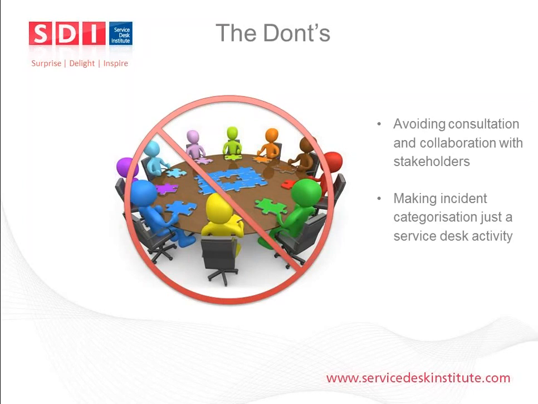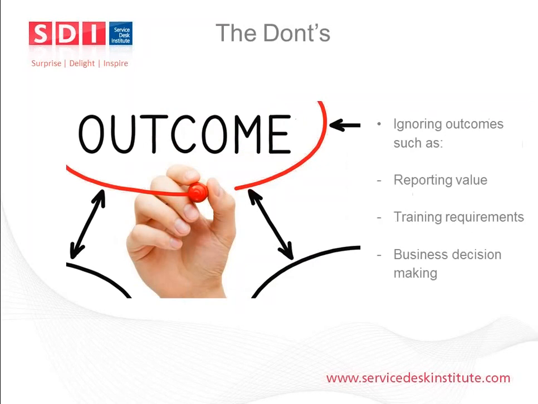Wonderful, excellent. Okay, and just the final one for the don'ts here, and again, I think this is something that we see an awful lot of, which is ignoring the outcomes. So we've got a couple of examples there, such as reporting value, training requirements, and business decision making.